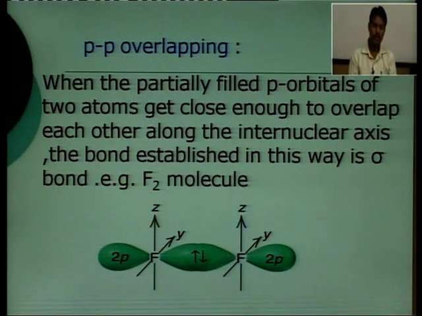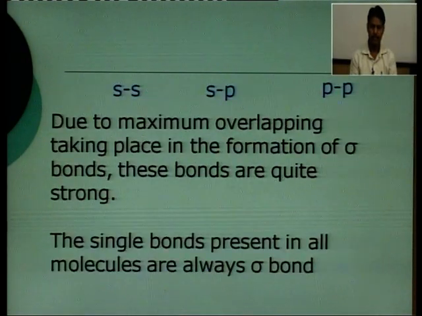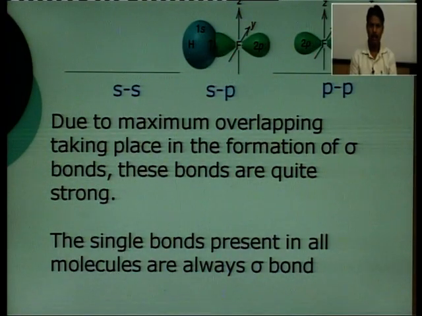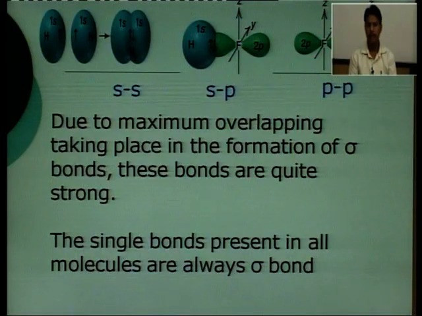So, we have done SS overlapping, SP overlapping and PP overlapping. Due to the maximum overlapping taking place in the formation of a sigma bond, these bonds are quite strong. The single bond present in all molecules is always a sigma bond. So, when there is a single bond, that means it is a sigma bond.